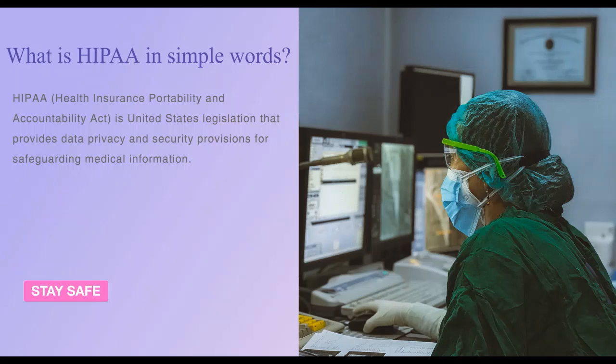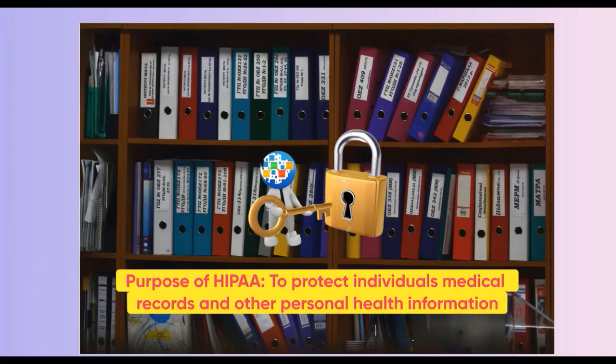What is HIPAA in simple terms? It is a US based law that is designed to help keep the medical information of US citizens private and safe. This law is only applicable to the data of US citizens and doesn't extend to the citizens of any other country. So the main goal of HIPAA is to guard the medical records and other sensitive health information of US citizens. How does it accomplish this?